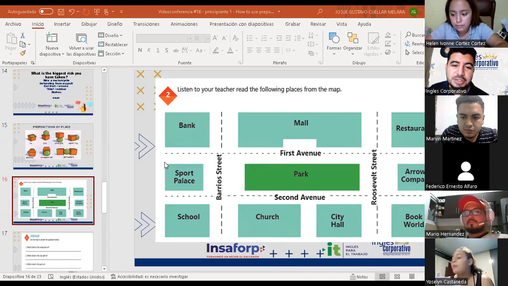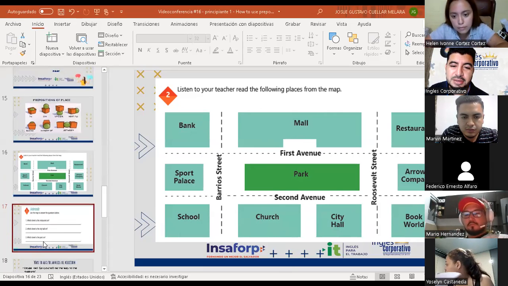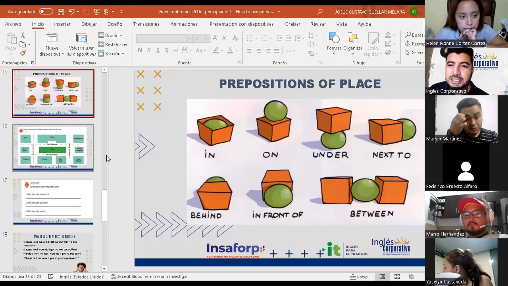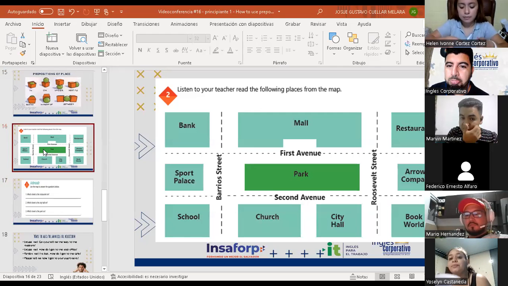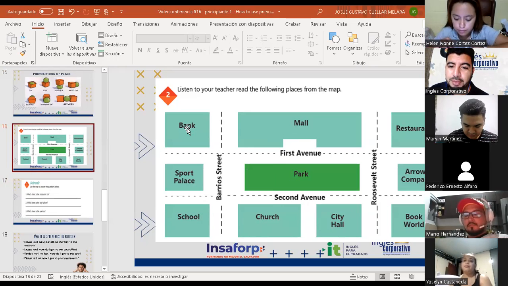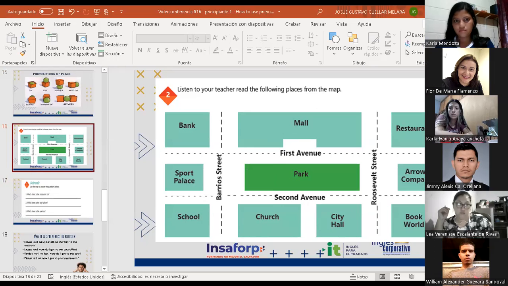Okay. Ahora vamos a ubicar, pues, esto simplemente. Vamos a hacer algo bien sencillo. Vamos a decir que está a la par, que está enfrente. Por ejemplo, the mall is in front of the park. El centro comercial está enfrente del parque. Okay. No se olviden decir is. The mall is in front of the park. Okay, let's listen now to Leah. Do you have some other?